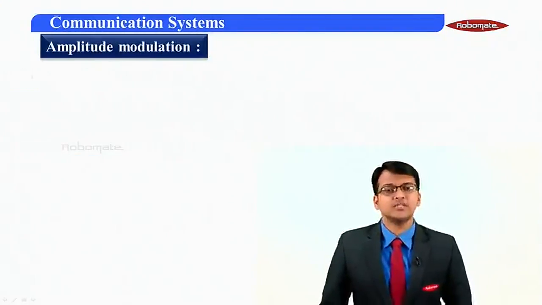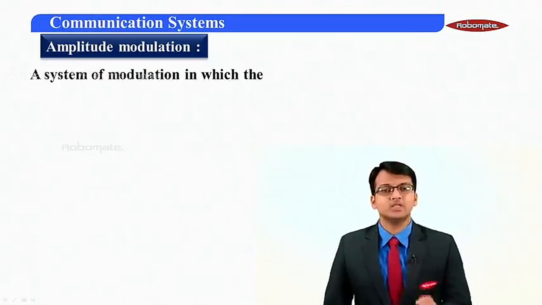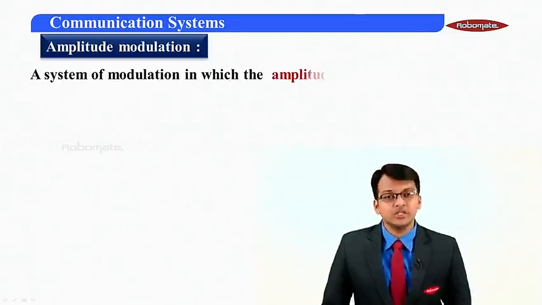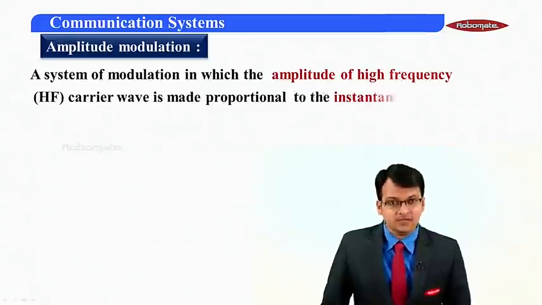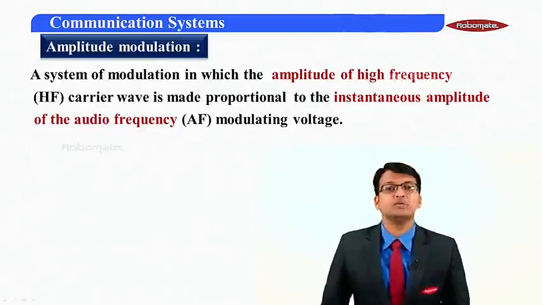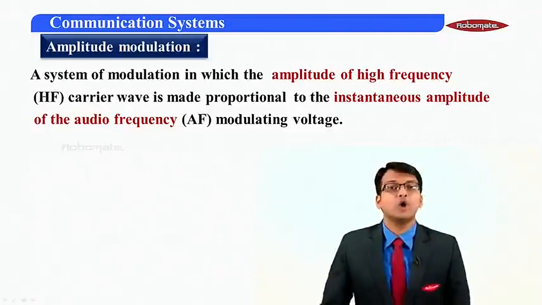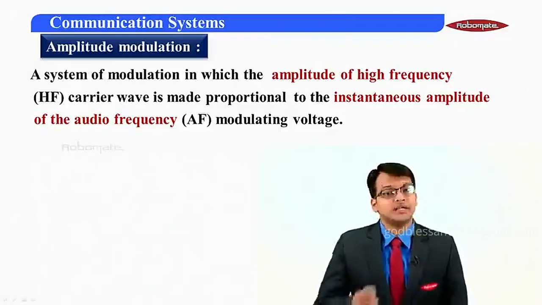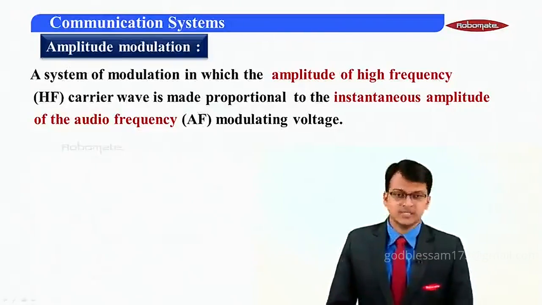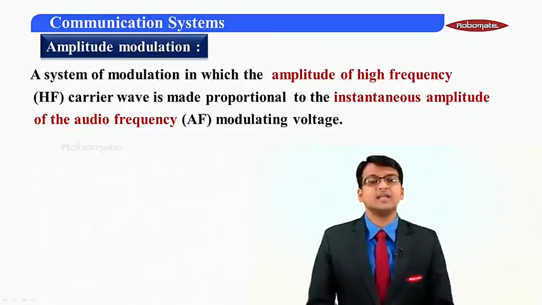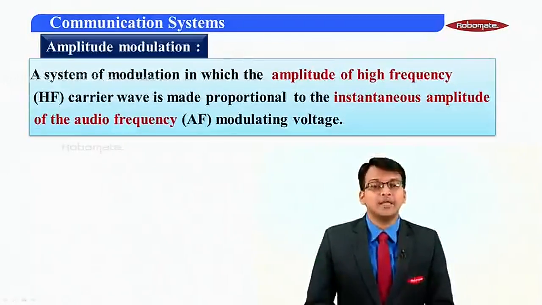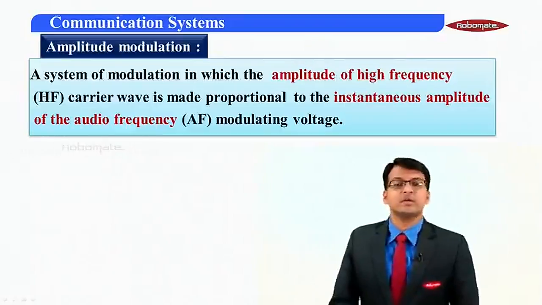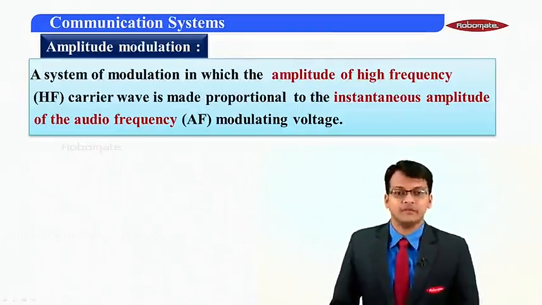So dear students, what is amplitude modulation? It is a system of modulation in which the amplitude of your high frequency carrier wave is made proportional to the amplitude of your audio frequency modulating voltage. Why voltage? We have already discussed that it can be either a voltage or a current when you talk about your modulating signal, because it is nothing but a form of electromagnetic waves.